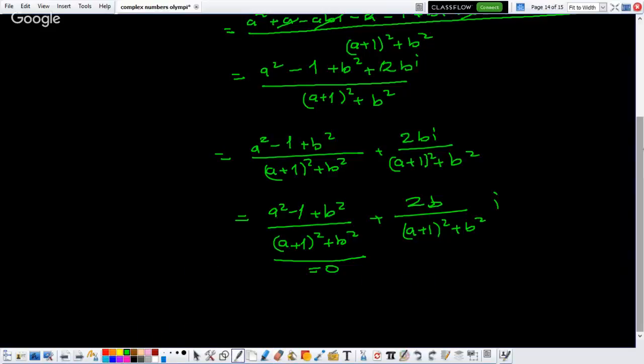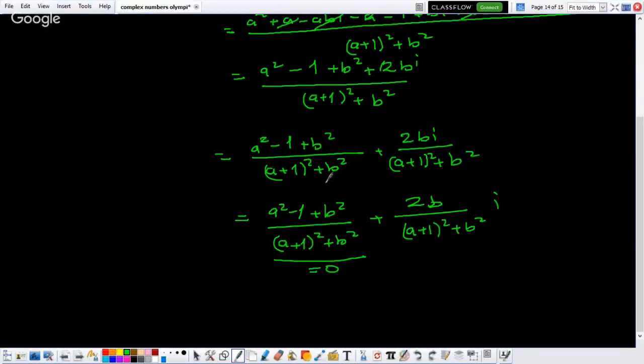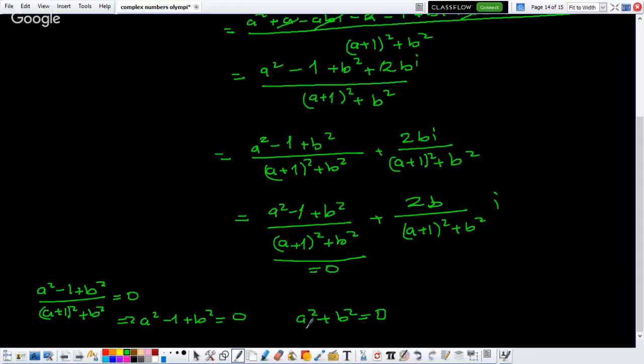I'm reading again: it has only an imaginary part. If it has only an imaginary part, it means that the real part of this complex number is going to be equal to 0. So if the real part is equal to 0, that means a square minus 1 plus b square over (a plus 1) square plus b square is equal to 0, which means a square minus 1 plus b square is equal to 0. That implies a square plus b square is equal to 1.